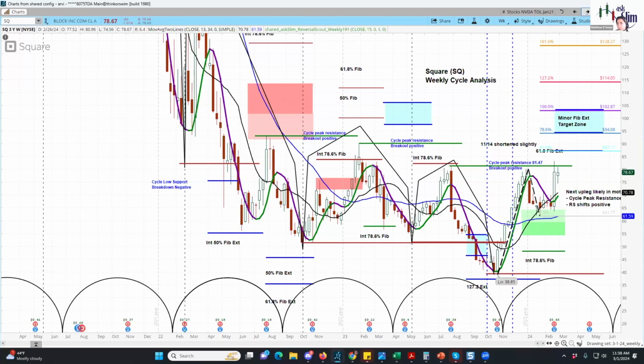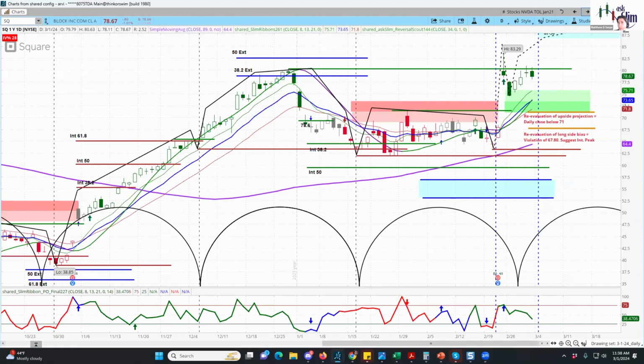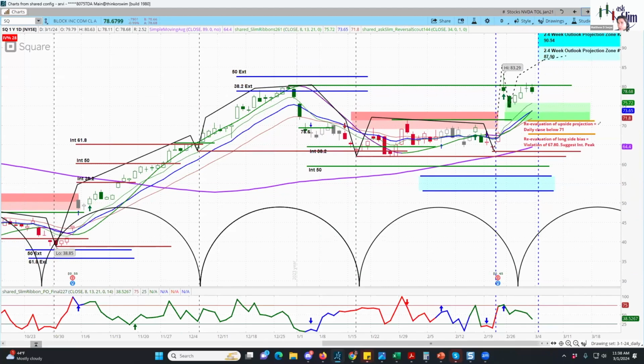And then when you zoom in here on the daily, you can see that first target zone of about 87 to 90. The reevaluation levels come in. If we see a close below 71, that would require me to reevaluate that upside projection. So I don't want to see a close below 71, which is just below that SLIM ribbon right now. And then if it breaks the 78.6 of this cycle low to this current cycle peak here, which is not the peak yet, we don't know that, but this is the high so far in the cycle, if we got a breakdown below that, that would warn me that the overall long-side bias is in jeopardy. So that's what I'm looking at from an overall evidence perspective.